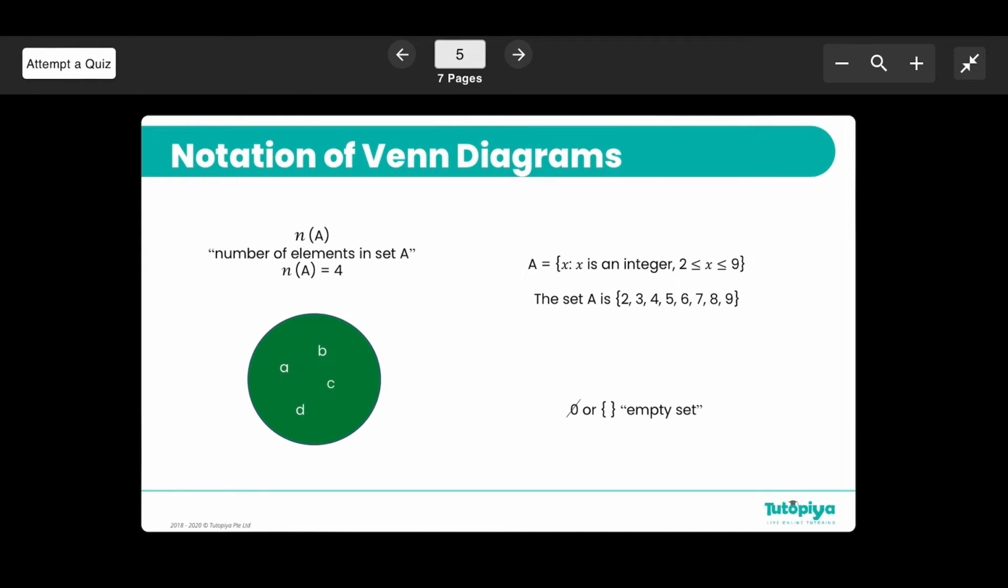Moving on, the next one is the number of. If you want to express how many elements are there in a particular set, then you use n of A or n of B, depending on which set we're talking about. Here, since we're talking about set A, the number of elements in set A, you can count 1, 2, 3, 4 letters. Therefore, n of A is equal to 4.